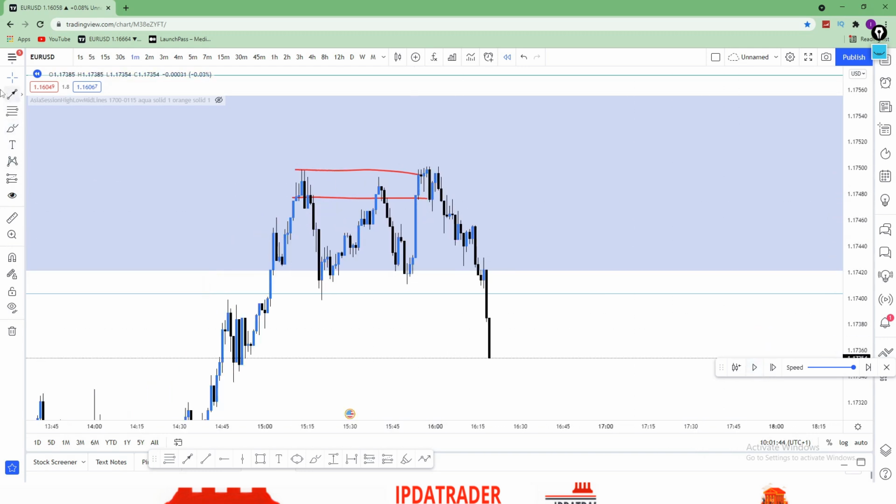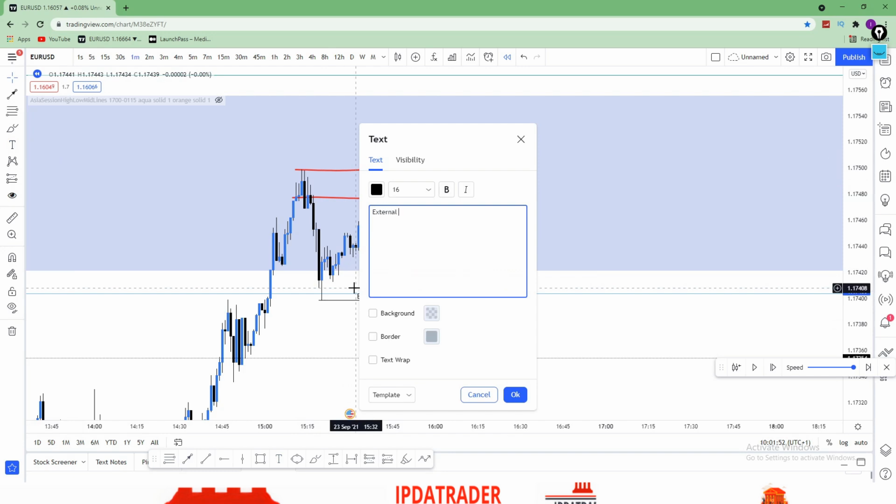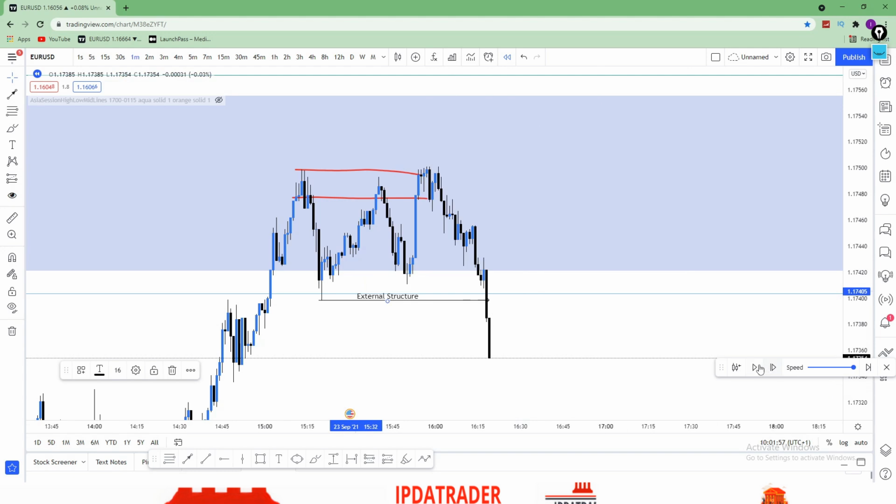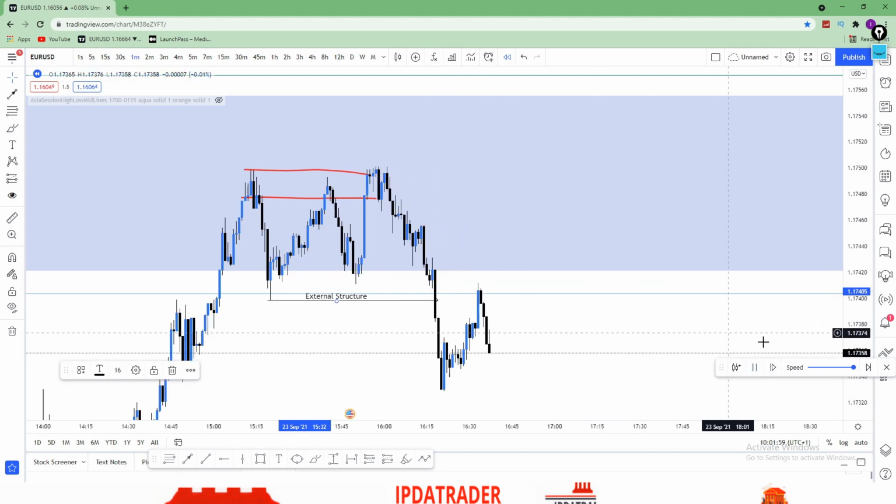Okay, so this is something of interest. We can see over here that we break external structure right there. So external structure. So now I may want to wait for an internal structure to break. So let's see what we do. Let's see if we ever come back.